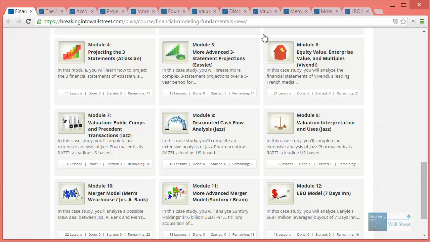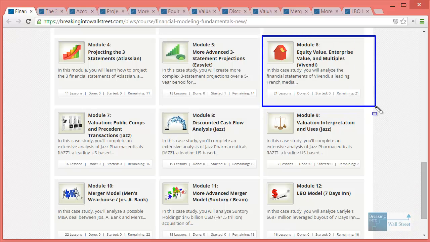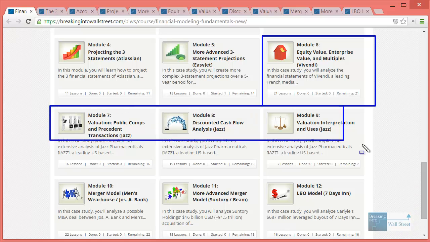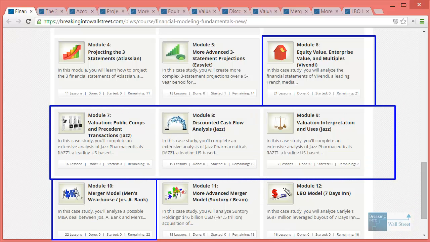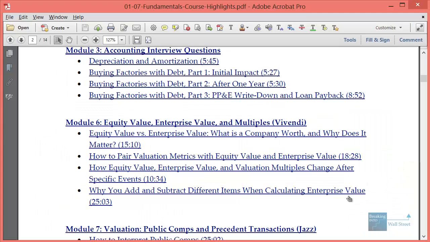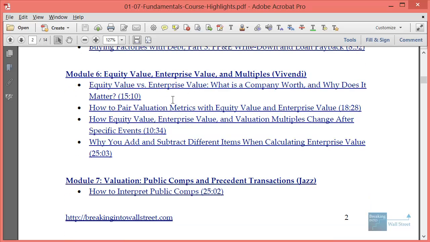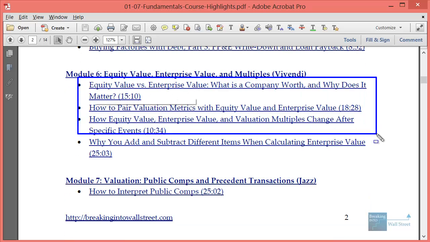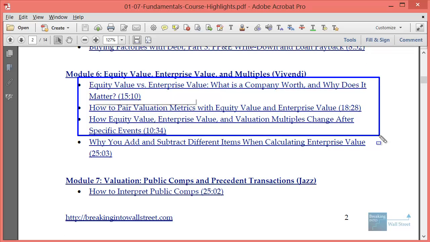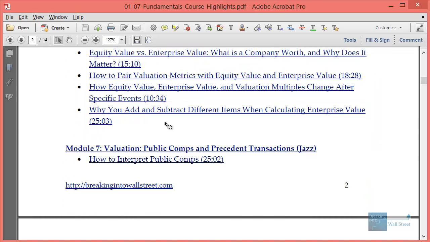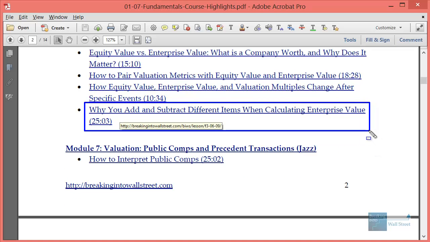So the more conceptual modules after this will be the ones on equity value, enterprise value, and multiples, the ones on valuation, and then the more basic merger model and the more basic LBO model. Within those, for the one on equity value, enterprise value, and multiples, the first few lessons here are very helpful because they lay out exactly what these concepts mean and how you calculate them and why they're important. The one on enterprise value and why you add and subtract certain items is also very helpful, because it lays out this concept in a more concise way and makes it easier to think about than what you might have read or seen in other sources.